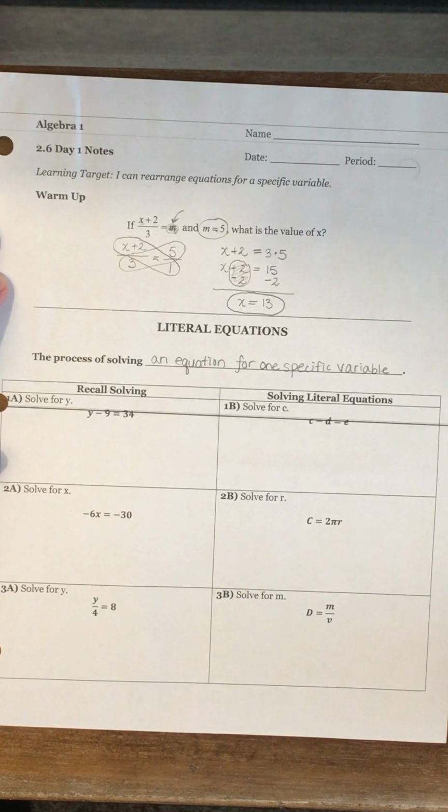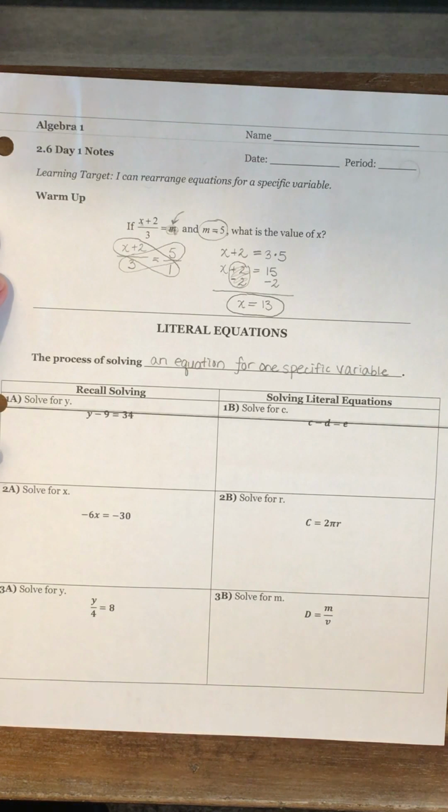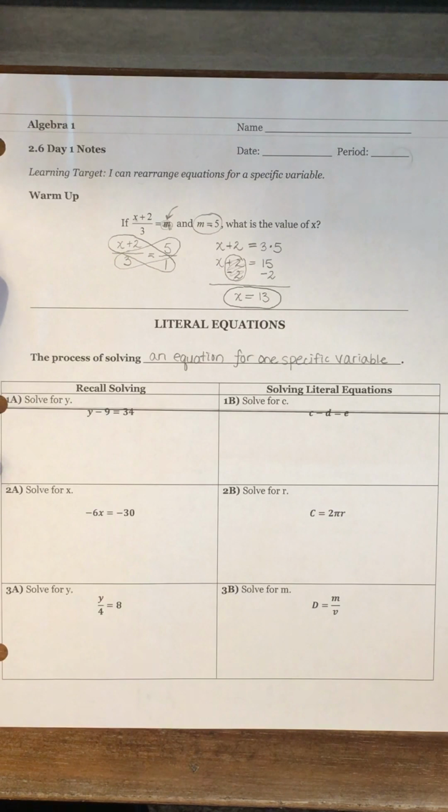But with literal equations, there's going to be more than one variable. There's going to be 1, 2, 3, 4, maybe 5 variables. I don't know, it depends on the question. There's going to be more than one variable, and you're going to have to manipulate the equation in order to solve for a specific variable.